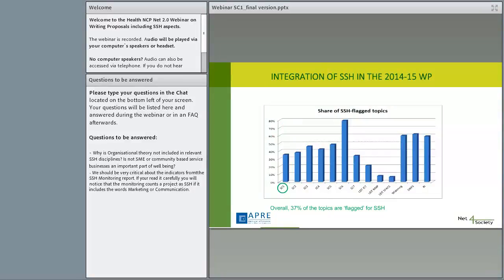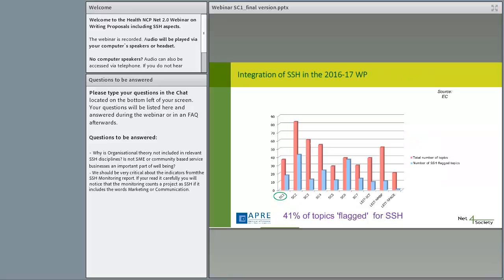This graph shows the rate of SSH flagged topics for the 2014-2015 work programme. The overall rate was 37% of all Horizon 2020 topics flagged for the socio-economic sciences and humanities, so relevant or dedicated to the socio-economic sciences and humanities. For societal challenge number 1, the amount is about 32% of all the topics of societal challenge number 1. In this slide, you can see some data on the integration of SSH in the 2016-2017 work programme. And you can see that the rate has increased.